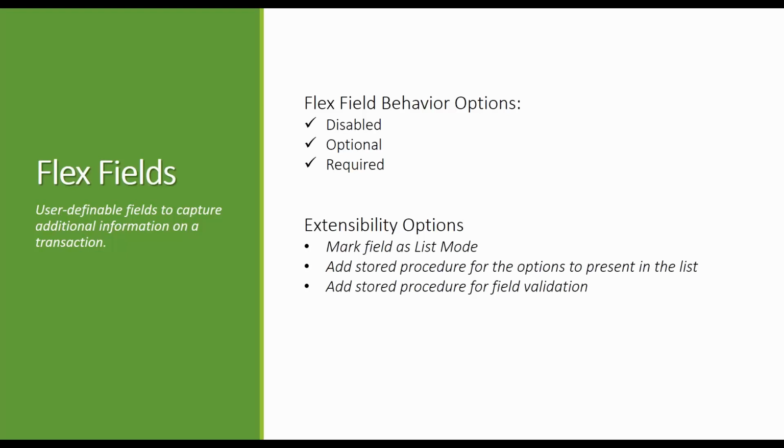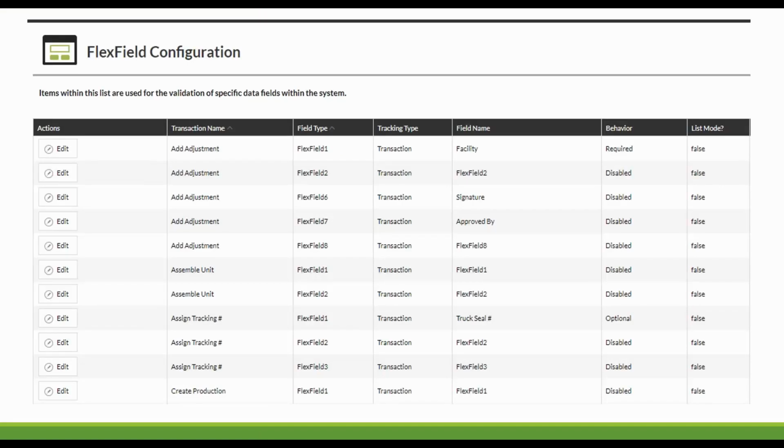What we'll look at next is the actual flex field configuration page within the PanatrackerGP portal. What you see here is just a small section of the transactions that Panatrack offers, as well as showing you that we have the flex fields available. You'll notice for add adjustment, we have there a number of flex fields available. We can give the field a name, facility, signature, approved by. Then on the right under behavior, we can set them as required, as disabled, or as optional.